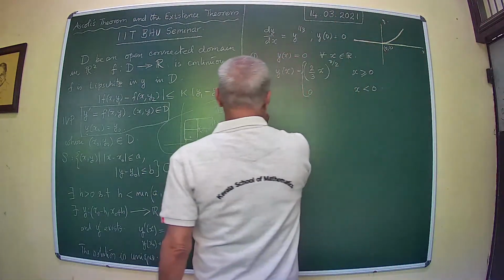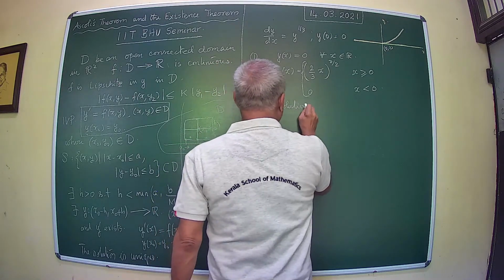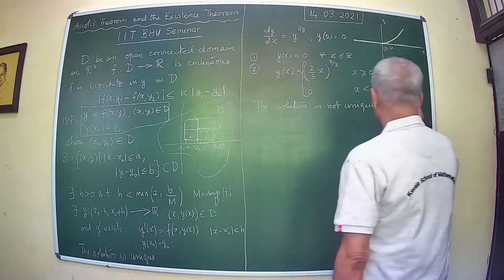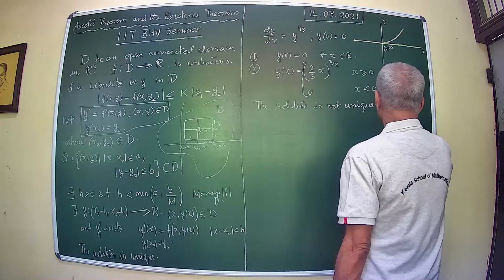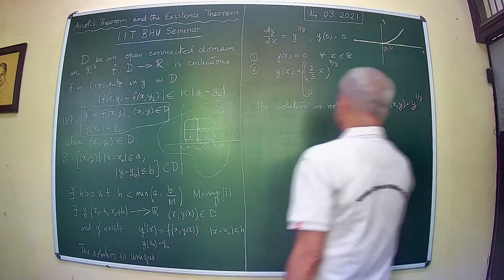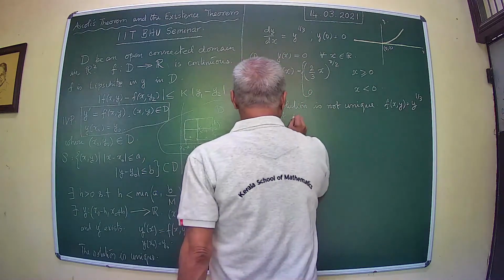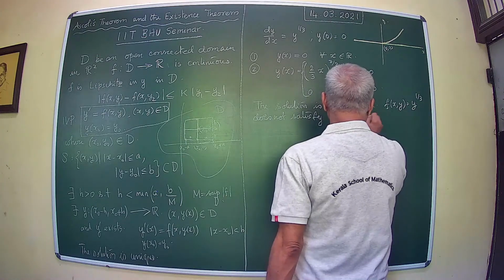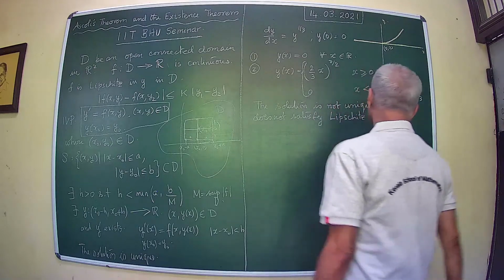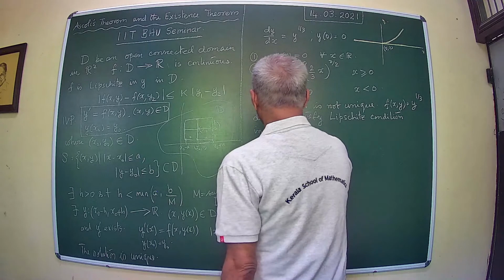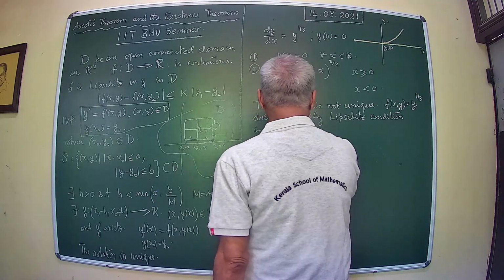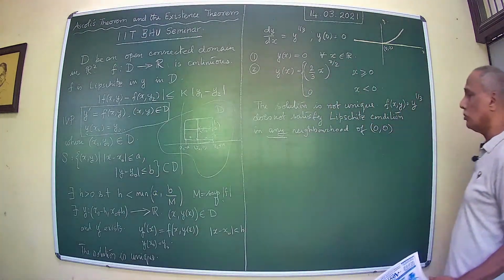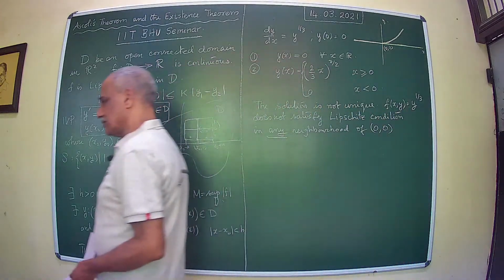And one can show that the solution is correct. And one checks immediately that the function does not satisfy the Lipschitz condition in any neighborhood of 0, no matter how small a neighborhood.